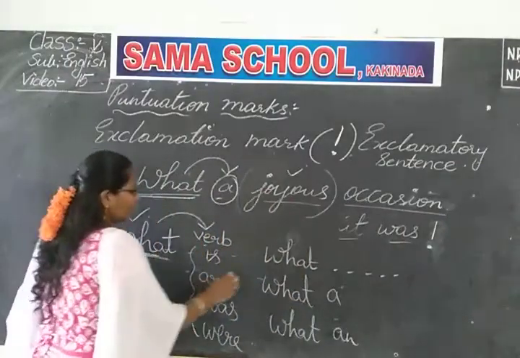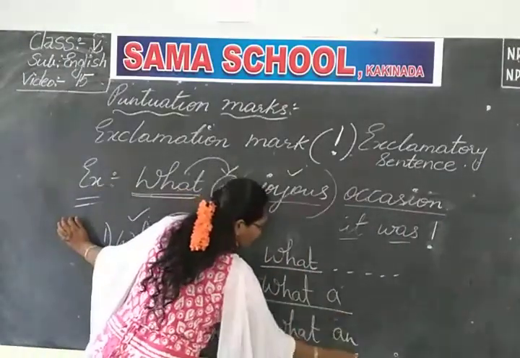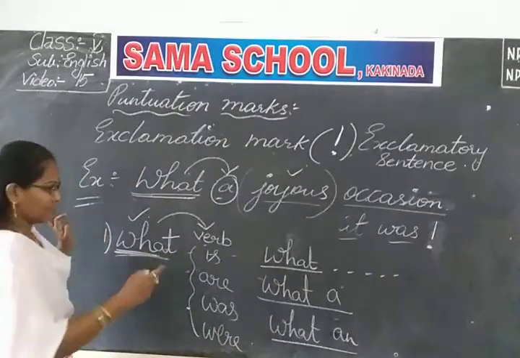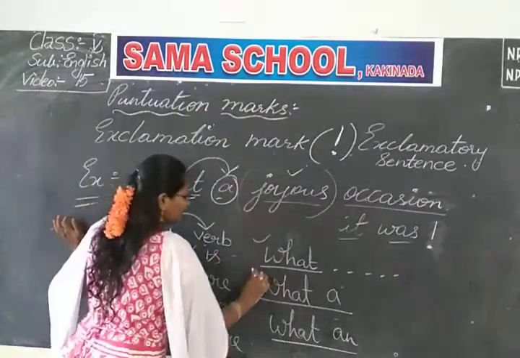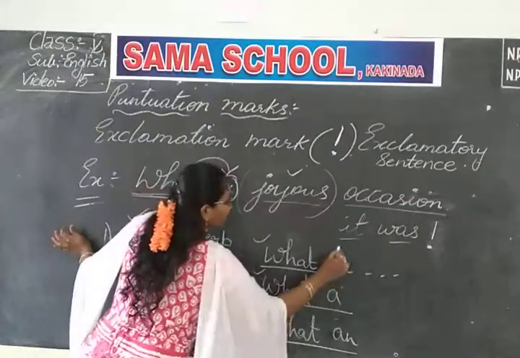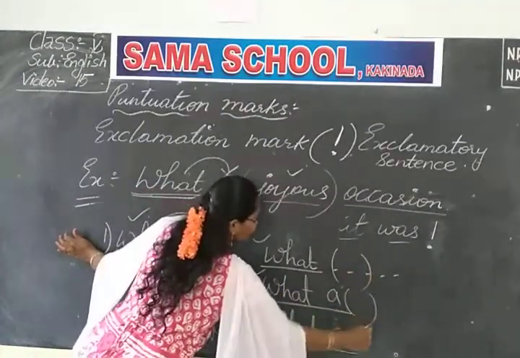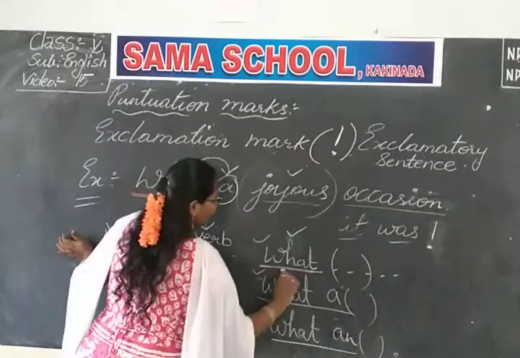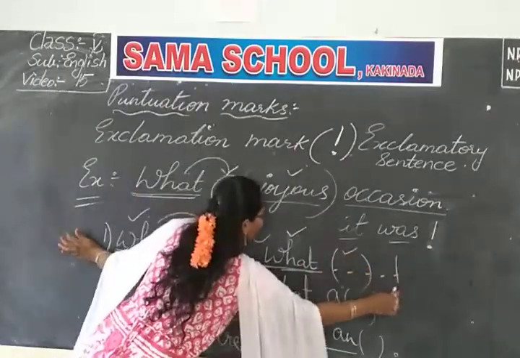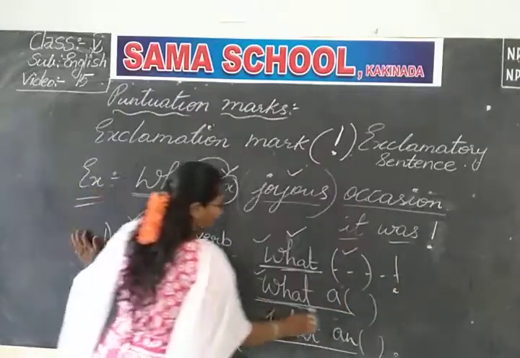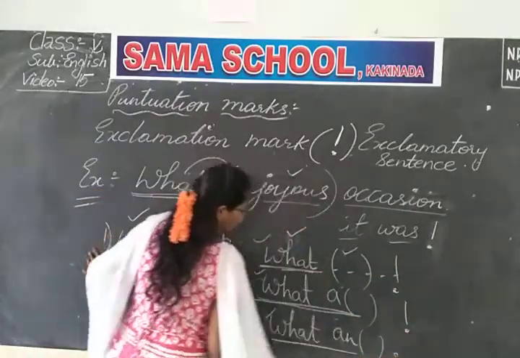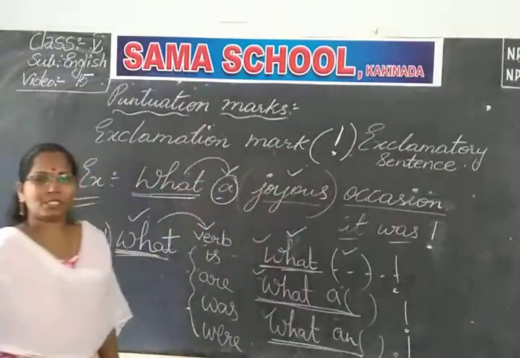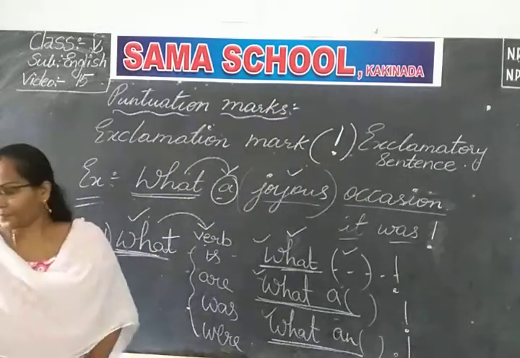Is that clear, children? What, what a, what an. If you find any of these three words in the beginning of the sentence, you should find next to that if there is no verb, then you should use an exclamatory mark. If you find the word what a, blindly you can put an exclamatory mark. If you find what an, then also you can use an exclamatory mark. Clear, children? This is clear?